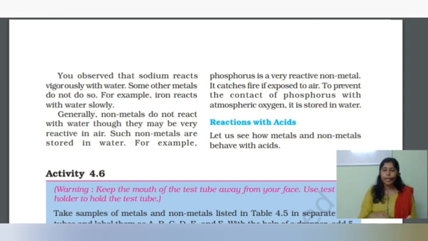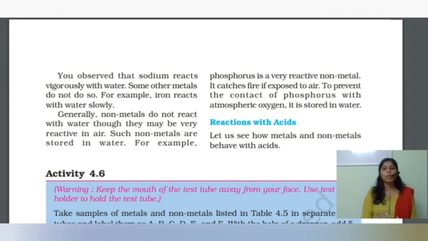And in the case of the reaction of non-metals with water, generally non-metals do not react with water. So some non-metals are kept in water. For example, phosphorus. Phosphorus is highly reactive in air and it catches fire when we store it in air. So we store phosphorus in water because it is non-reactive in water.